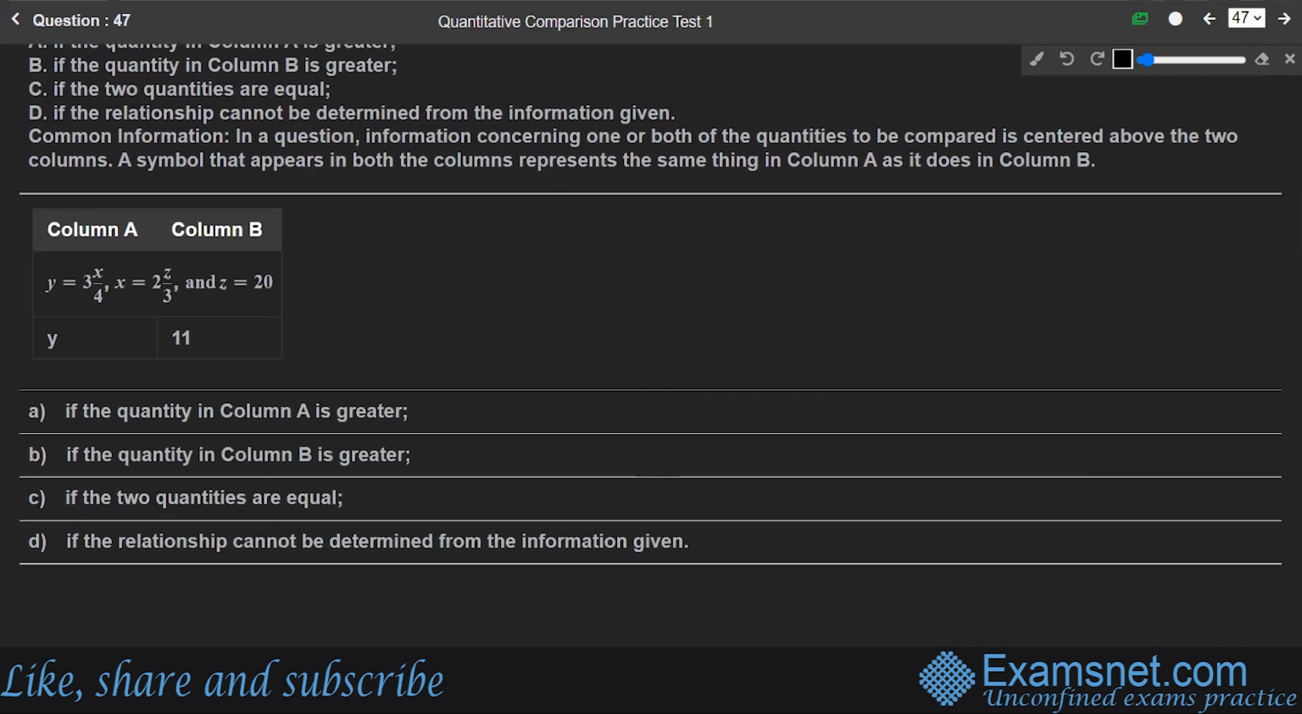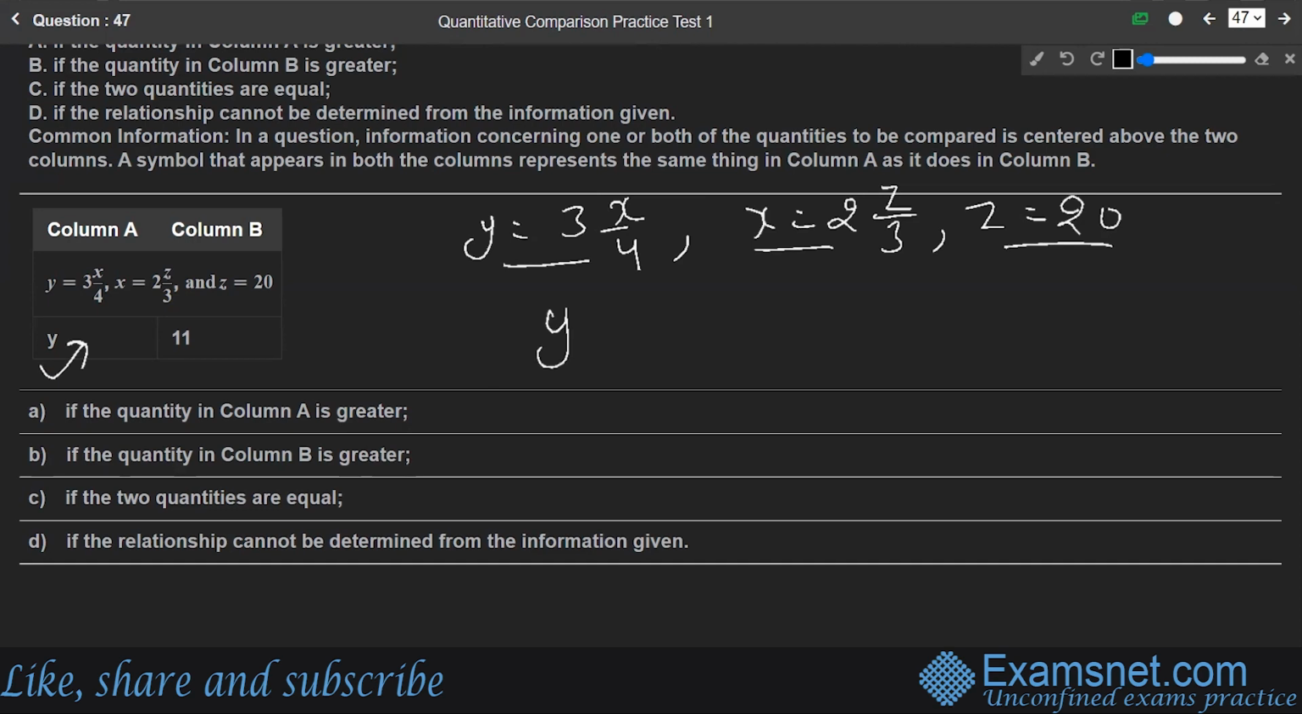Now see the next one. Column A has y is equal to 3x by 4. So it is written as y is equal to 3 into x by 4, and x value is given as 2 into z by 3, and z value is already given to be 20. Okay, and if we check column A and column B, we can easily find out that we are supposed to find out the y value in column A.